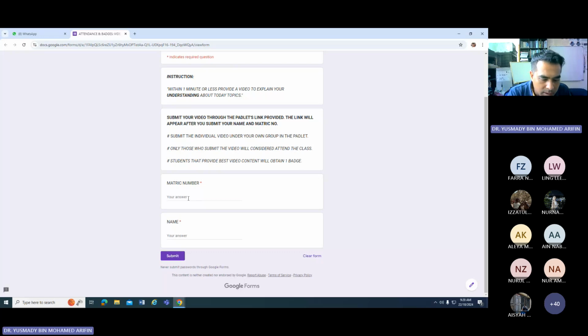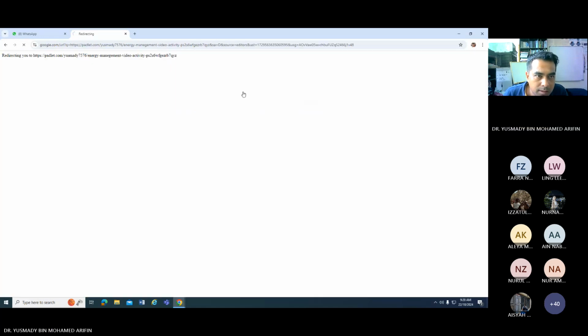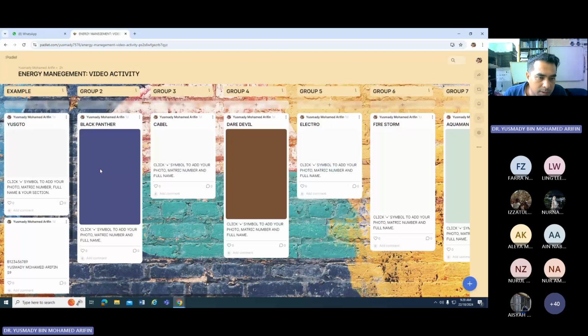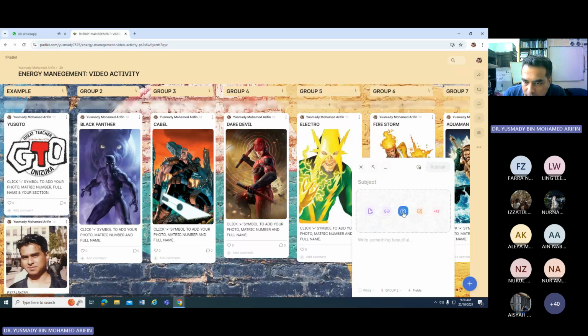Okay, you type nama contoh. Submit. You dapat link. Okay, you pergi dekat group kamu masing-masing. You tekan contoh Black Panther. Add, setiap orang buat. You pergi kat kamera ni, kalau tak silap lah. You kat kamera nanti you rakam. You rakam video, bukan pictures video. Dalam kurang 12 minit, you submit.